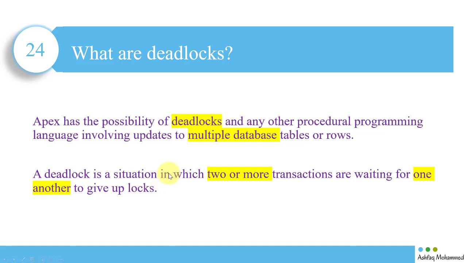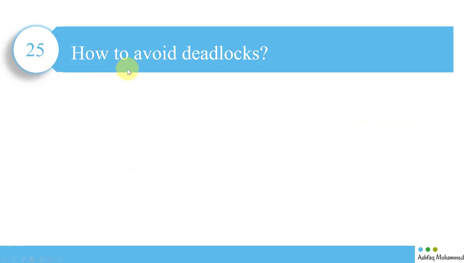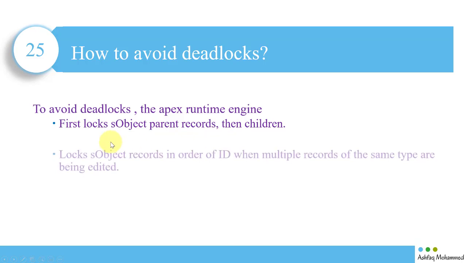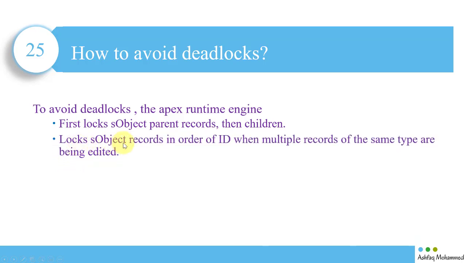The next question is question number 25: how to avoid deadlocks. To avoid deadlocks, the Apex runtime engine first locks sObject parent records, then children. What it does is first lock the parent records and then the children. It also locks sObject records in order of ID when multiple records of the same type are being edited, right? So it orders by Salesforce ID and tries to lock in that order, instead of locking random records.